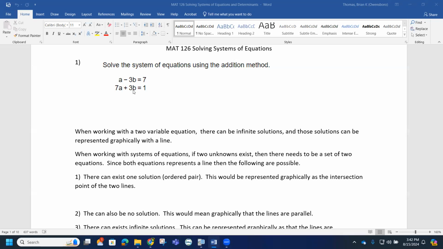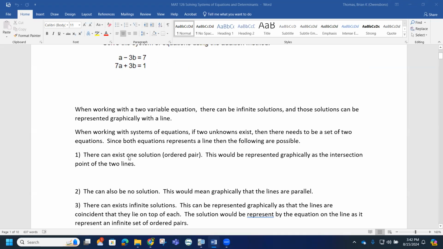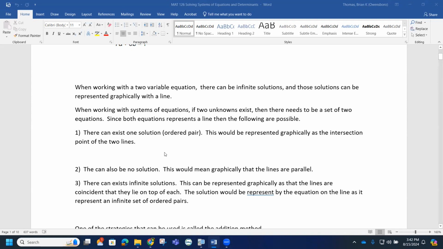Since these equations represent lines, we have three different scenarios. There can exist exactly one solution, which would be an ordered pair. What that would mean is the two lines intersect, and this would be the intersection point. In solving a system of equations, there could also be no solution. Graphically, that means the two lines are parallel and there are no points in common. There is no point of intersection.